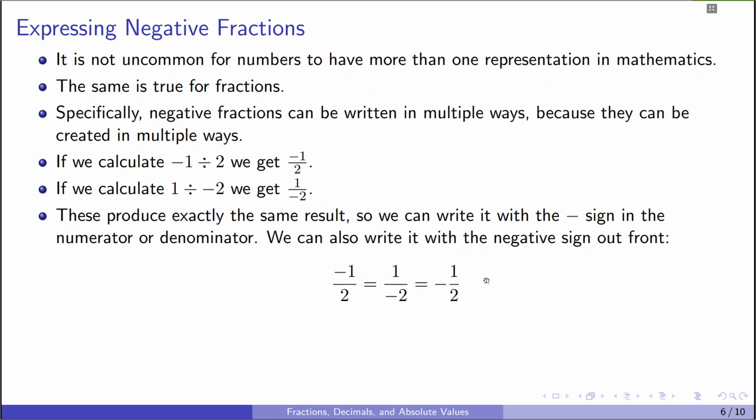Not all teachers deduct marks if you violate convention. Check with your own. If there's any doubt, write it in the third form with the negative out front. That tends to be the safest overall.